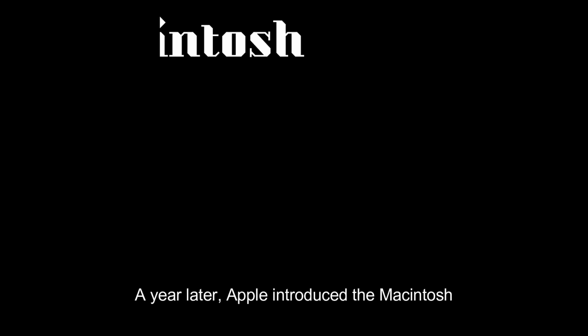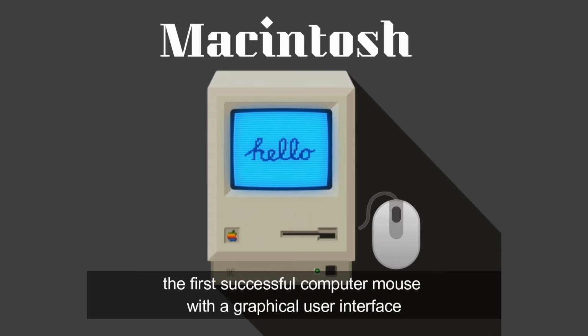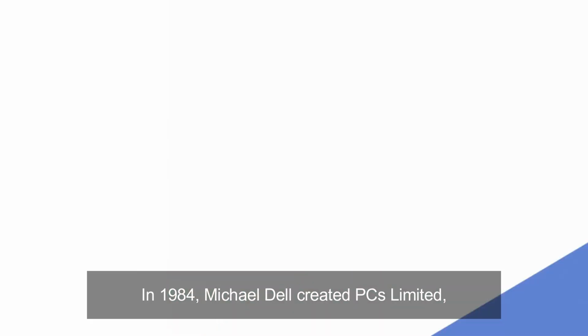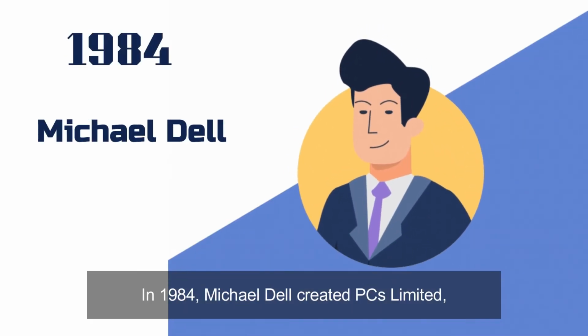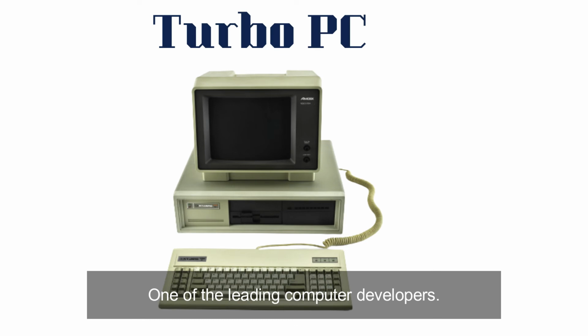A year later, Apple introduced the Macintosh, the first successful computer with a mouse and graphical user interface, based on the Motorola 68000 microprocessor. In 1984, Michael Dell created PCs Limited, where he developed the first self-designed computer called the Turbo PC, one of the leading computer developers.